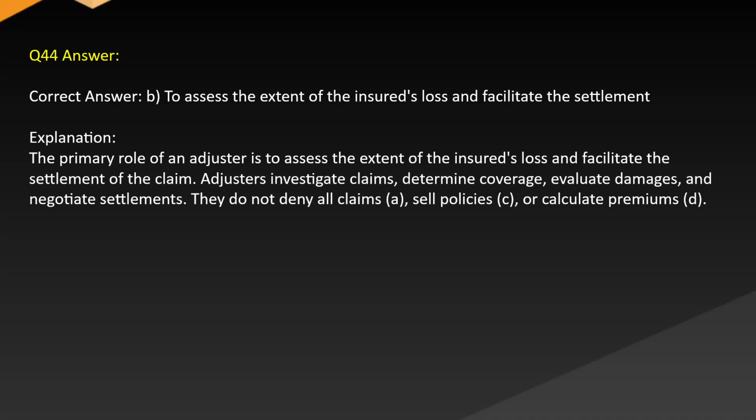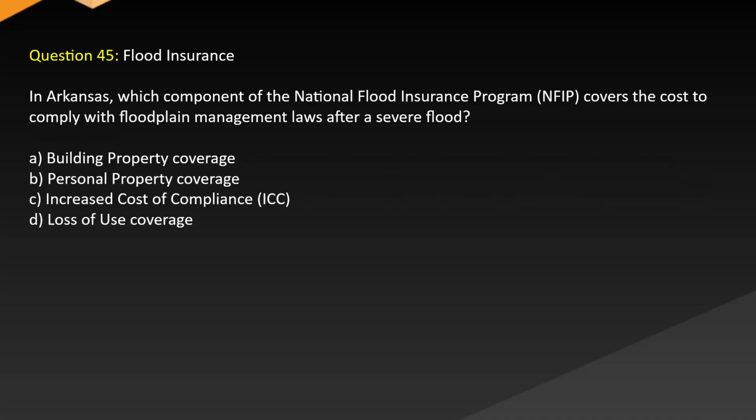Explanation. The primary role of an adjuster is to assess the extent of the insured's loss and facilitate the settlement of the claim. Adjusters investigate claims, determine coverage, evaluate damages, and negotiate settlements. They do not deny all claims. A. Sell policies. C. Or calculate premiums. D. Question 45. Flood insurance.